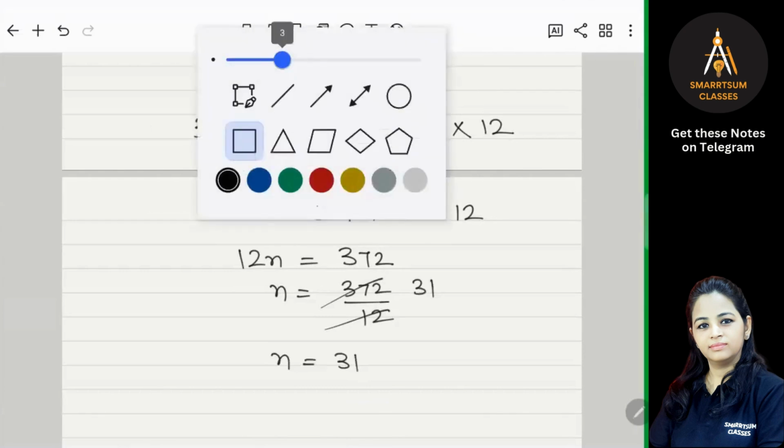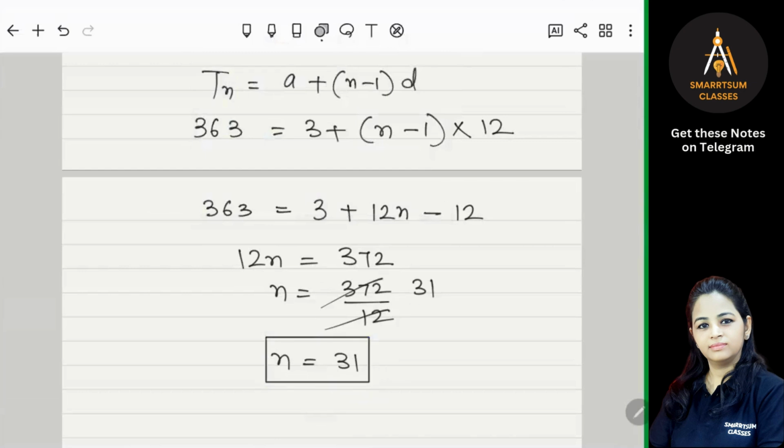Means, what does it mean? That the 31st term of the AP is 120 more than the 21st term. Right? Okay. Is that clear? And this is how we get the value.